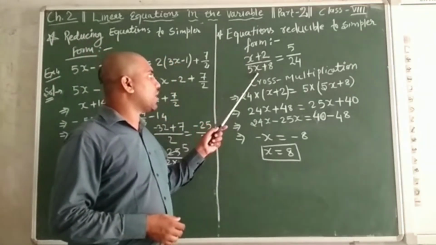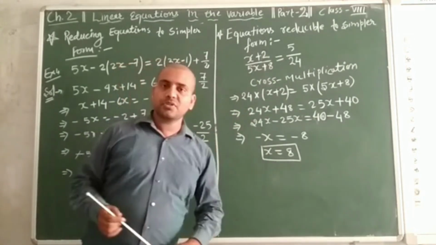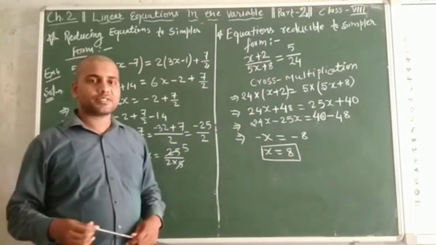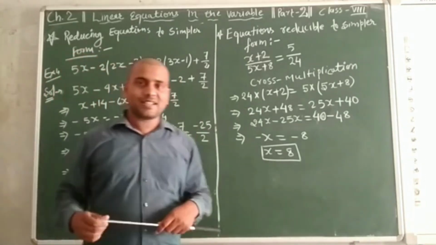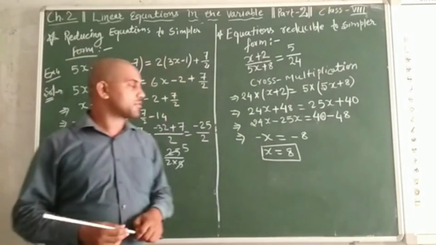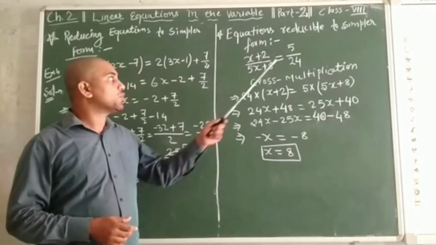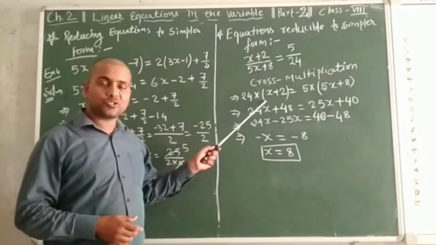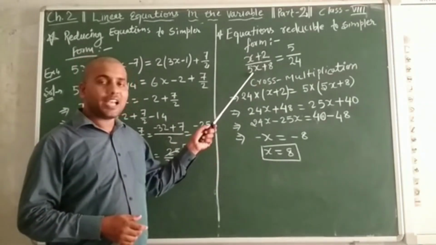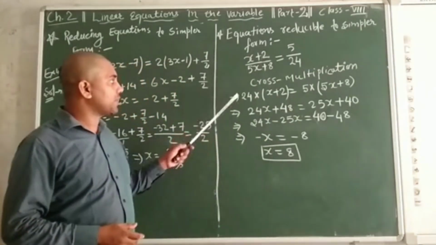x plus 2 upon 5x plus 8, that is equal to 5 upon 24. The question in this example is relevant to NCERT example only. When you see your exercise questions, then you will get that. Cross multiplication we have to apply. So RHS denominator we multiply with LHS numerator, and LHS denominator with RHS numerator. That process we have done.